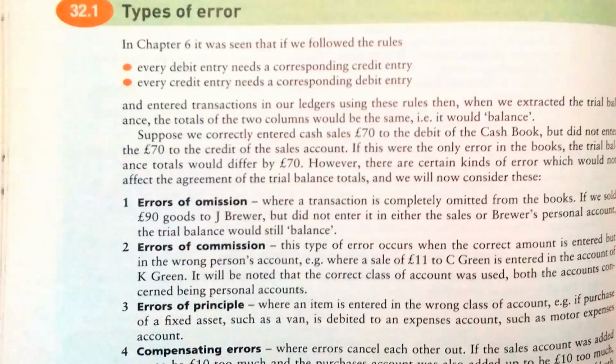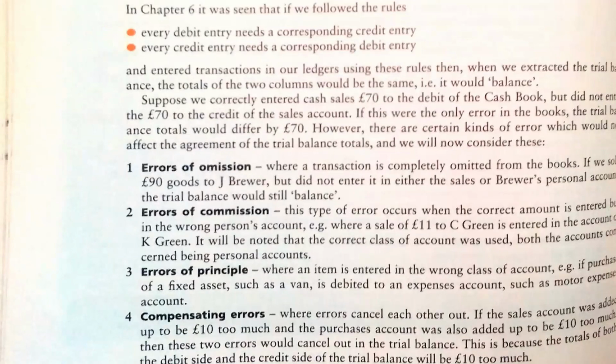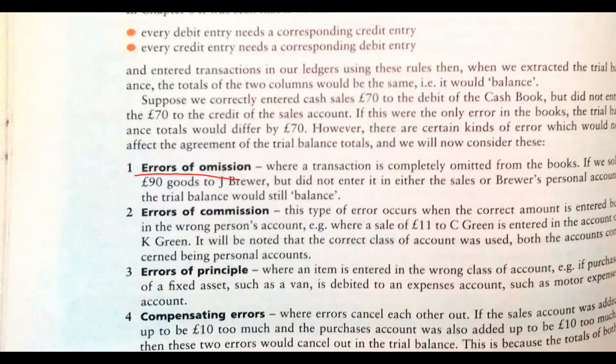So the first error is the error of omission, where the transaction is completely omitted from the books. So if we, let's say, sell some goods worth 90 kwacha, and we don't record the transaction either in the sales account or in the customer's account, that error is called an error of omission.